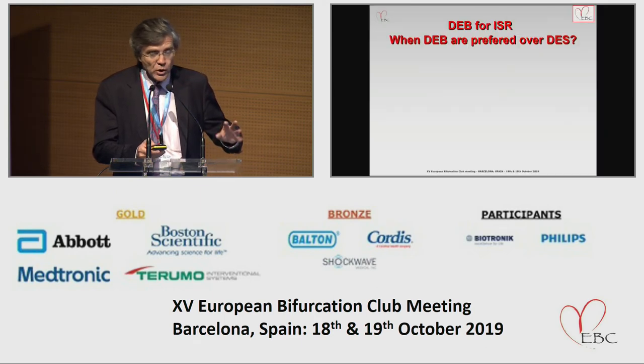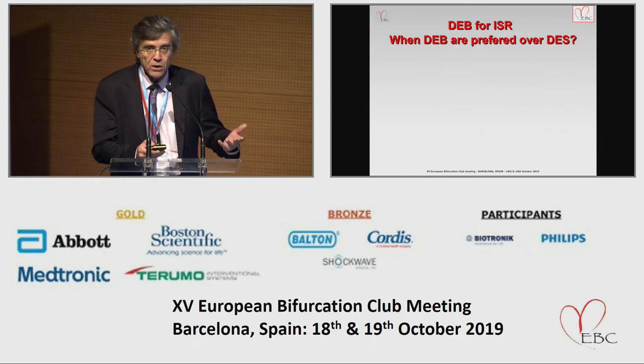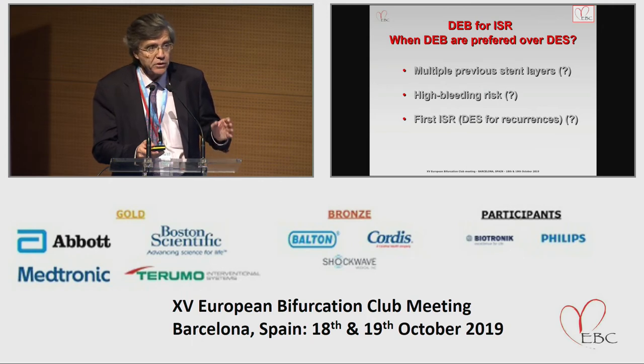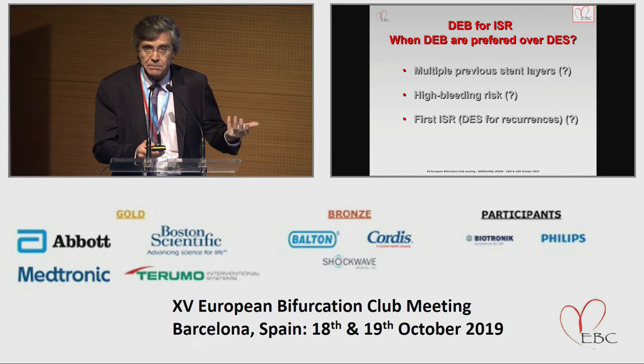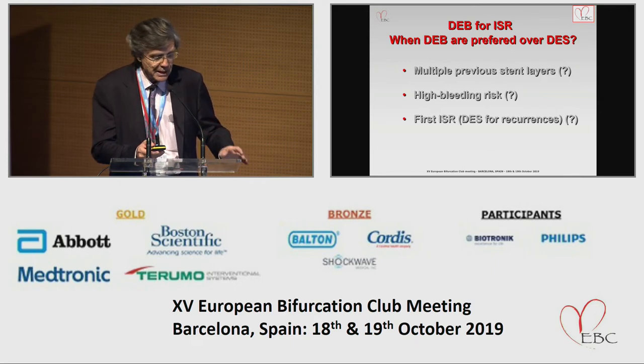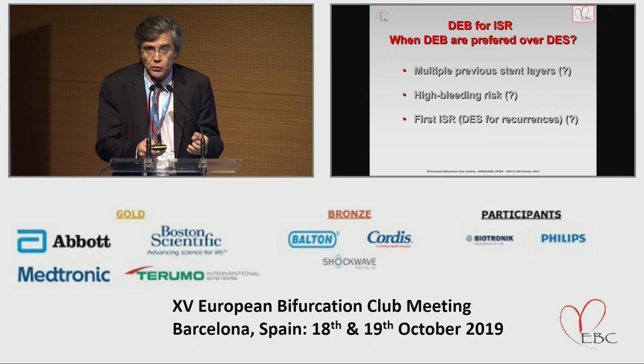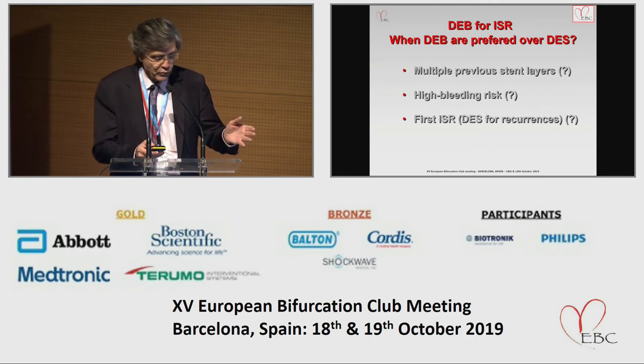So we got the two strategies. When should we use them? Well, this is not very clear. There are many investigators who will say that when there are already several metal layers, perhaps it's better to avoid implanting a new stent, a new permanent metal layer. In patients with a high bleeding risk, it will seem safer, perhaps, to use drug-coated balloons to reduce the time of dual antiplatelet therapy.